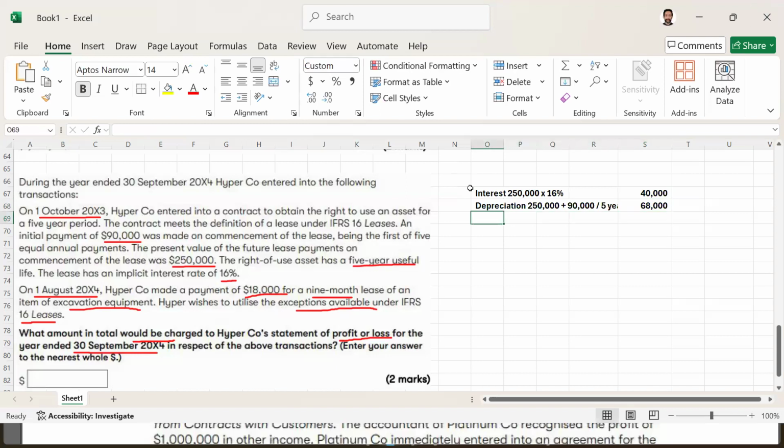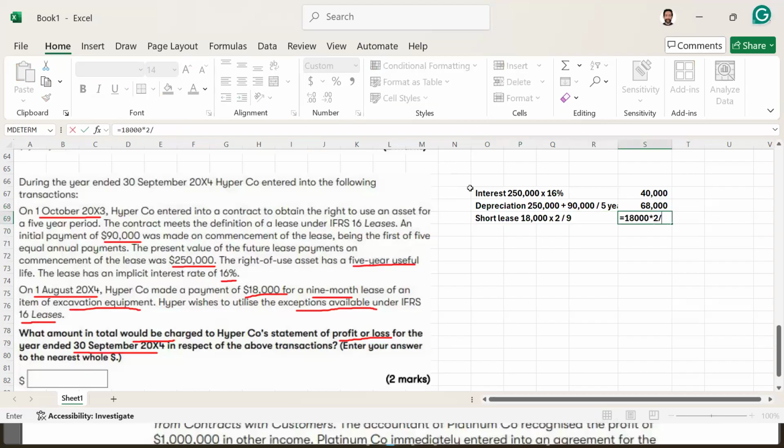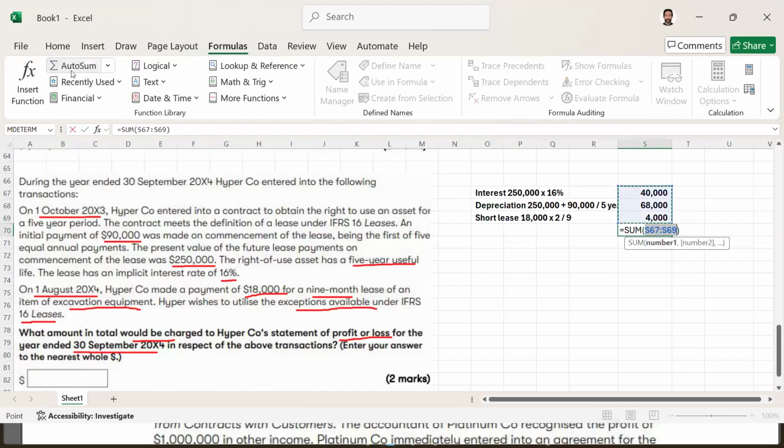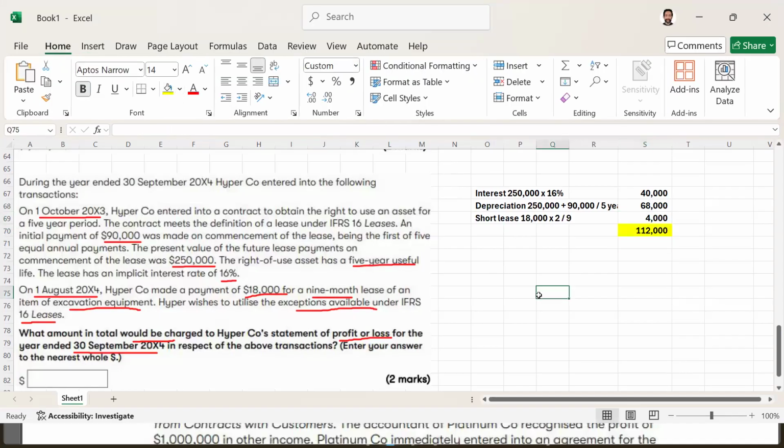And then you have the short lease, where the payment is 18,000 for 9 months, but we can only consider 2 months because only 2 months relate to this period. We take the 18,000 times 2 by 9. So that is 4,000. If we sum this figure up, we will have the total charge. So the important thing in this question was dealing with the depreciation by adding the payment to the present value of the future lease payments, and then dividing by 5 years. So I hope this is clear. Not much new in this question.